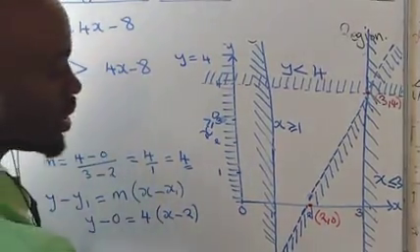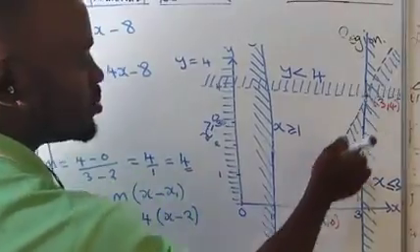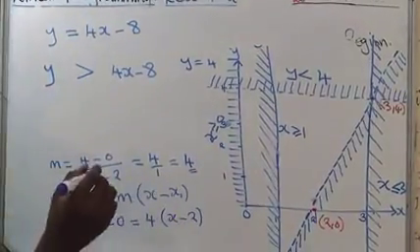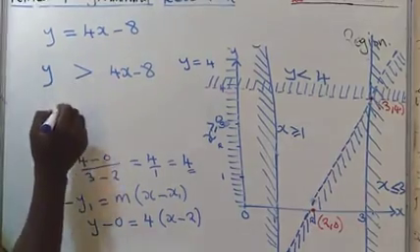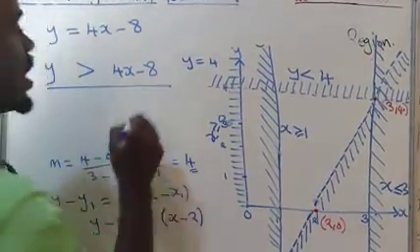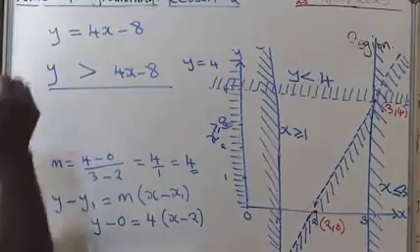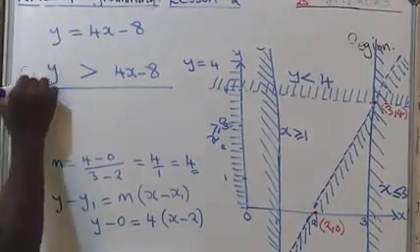Now looking at the line that we have, it's a broken line, so there's no need for you to put equal to. So this is our answer. So these are our 5 equations.